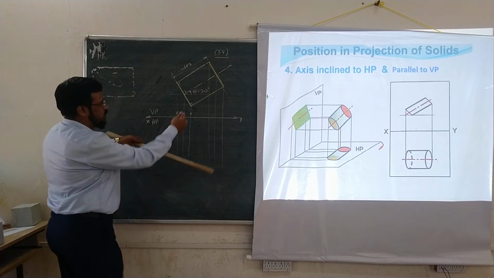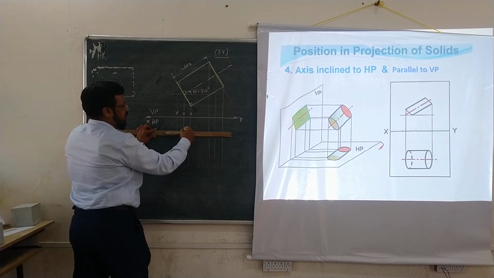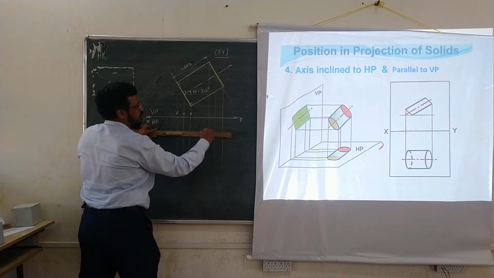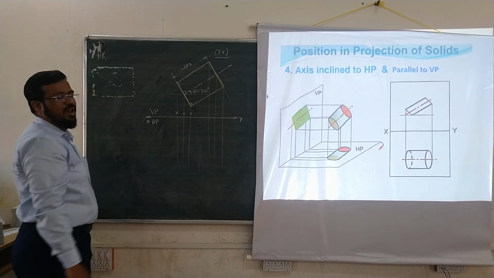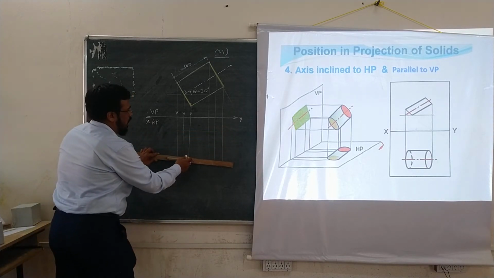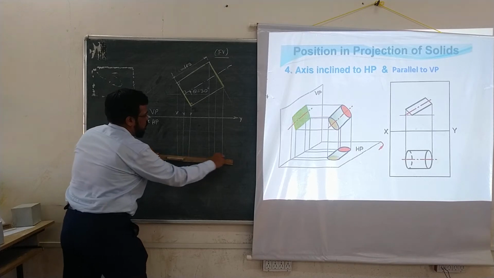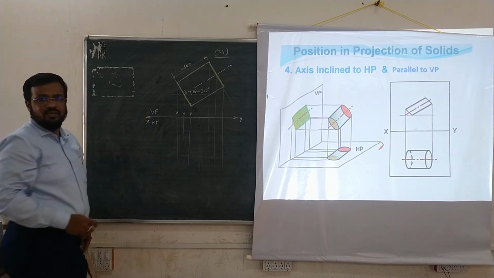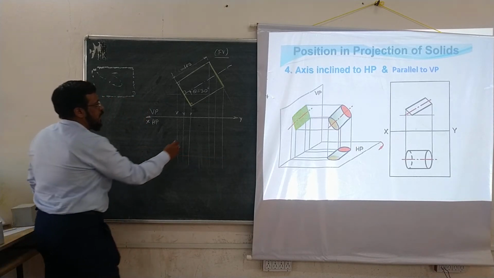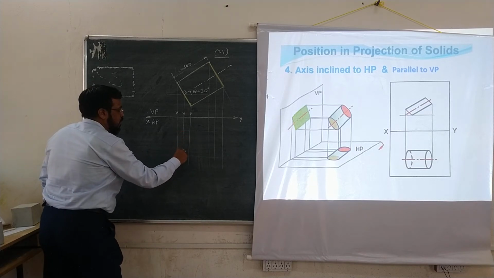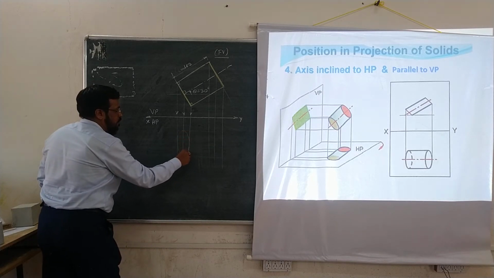Okay. Now from XY, you can take a convenient distance and you can draw a parallel line. Okay, you can draw a parallel line, and you can draw another parallel line which is equal to the top view length. And in between these three lines, you may describe this in the form of an ellipse.